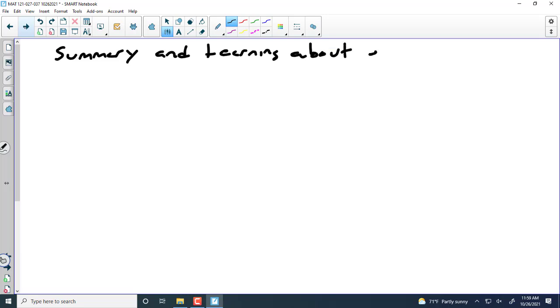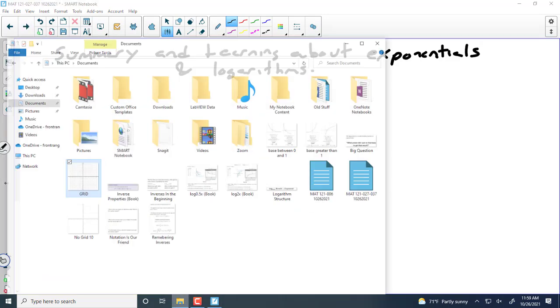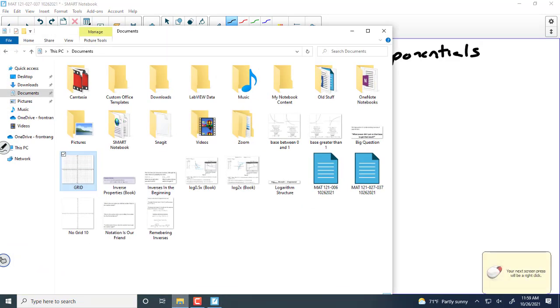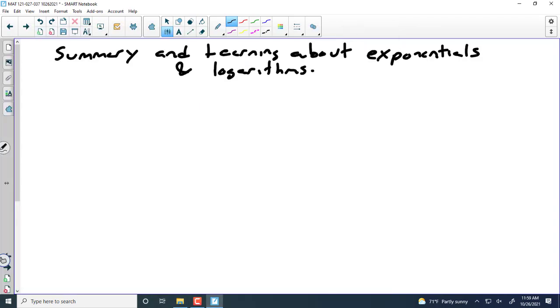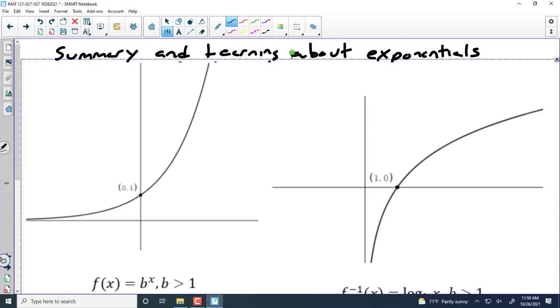Summary and learning about exponentials. Some of this will be summary, some of this will be new. I made some pictures so I wouldn't waste your time by drawing a bunch of graphs today. Let's do this one first. I hope this is the right size. Yeah, that'll work.